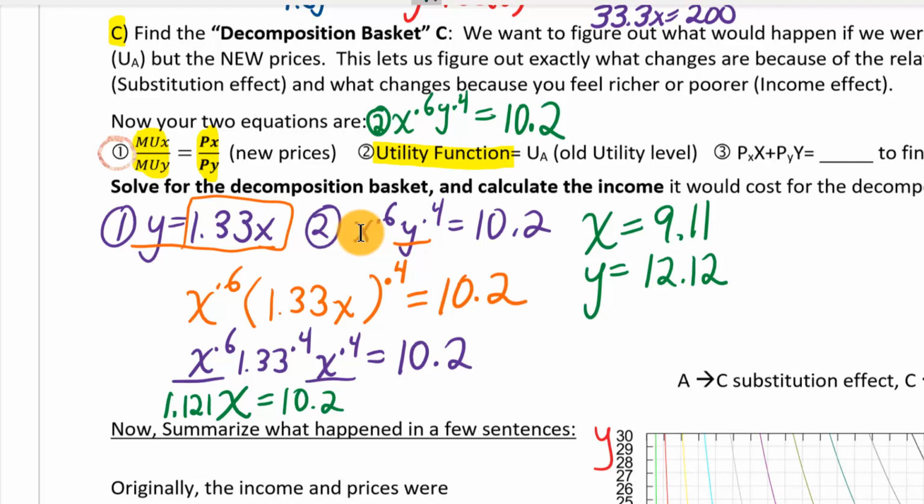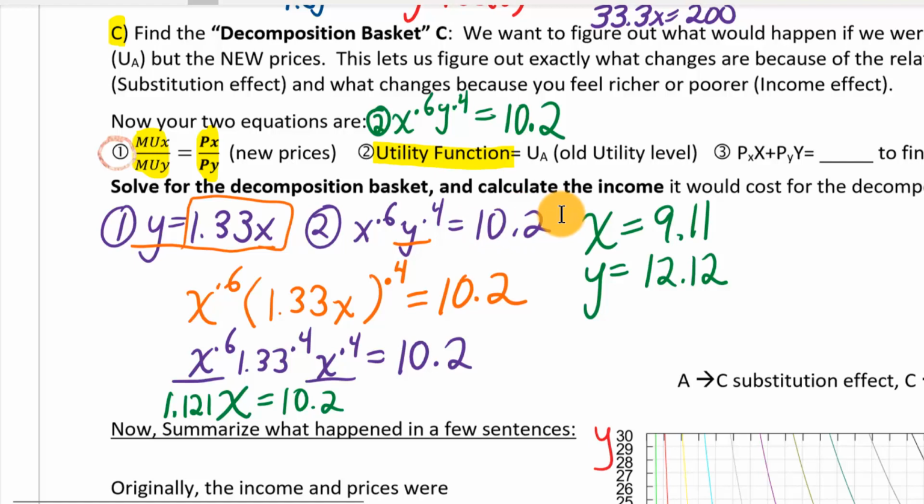We know the utility level should be 10.2. That's what this second equation is guaranteeing here. Now, if you're unsure or you're worried that you might have done something wrong, then okay, plug these numbers back into the utility function and guarantee that you do indeed get 10.2 utils.